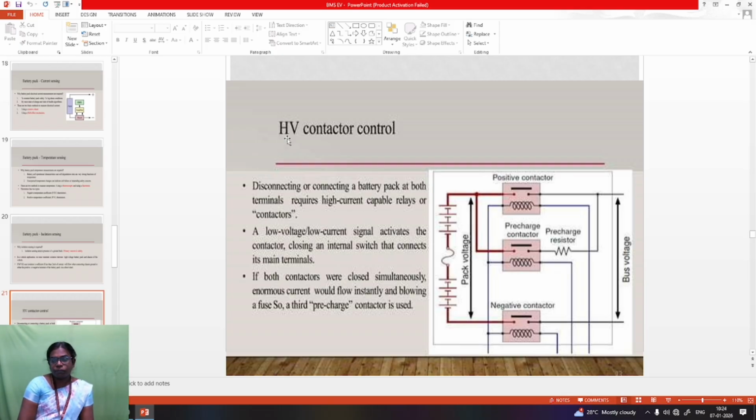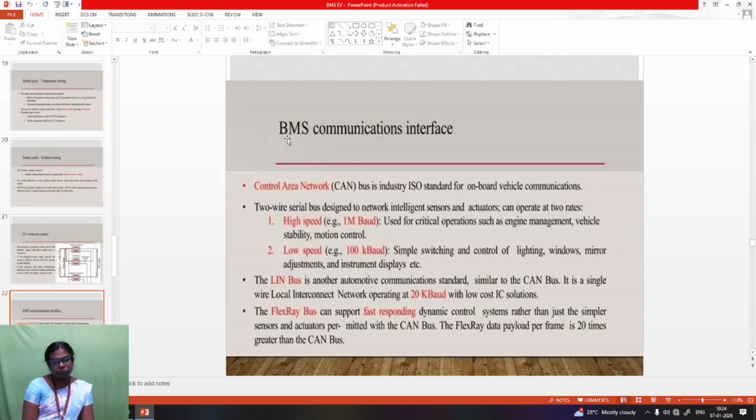Because of the charge controller, sometimes it leads to high voltage. So we use high voltage contactor control. If a high voltage happens, the contactor is removed. Then it will be safe for the drive, safe for the vehicle, or safe for the battery.